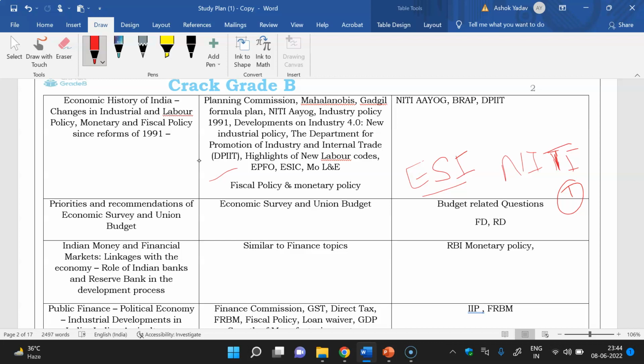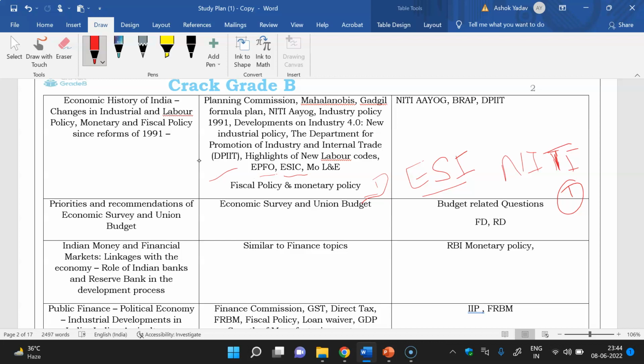DPIIT, Department of Industrial and Internal Trade, it is very important. This EPFO, ESI is related. You have to study about this EPFO and ESIC and their implementation, means their basic details, like for which industry it is mandatory to follow this EPFO and ESIC. And fiscal policy means budget. Monetary policy means RBI's monetary policy you have to cover. So these are very important for objective as well as subjective.